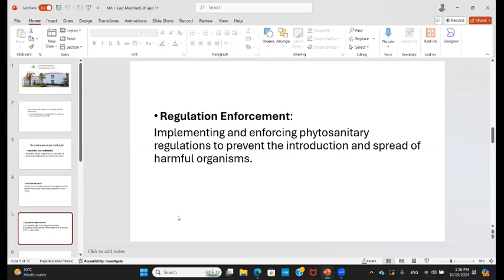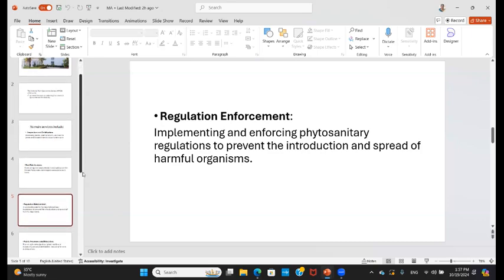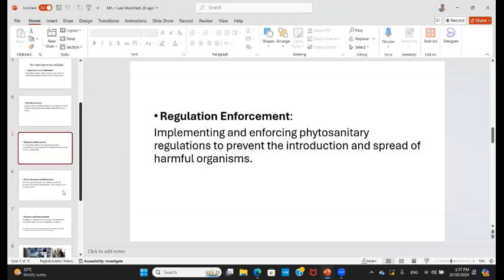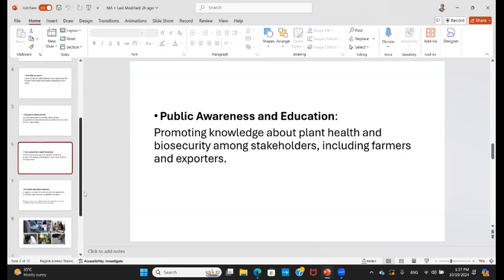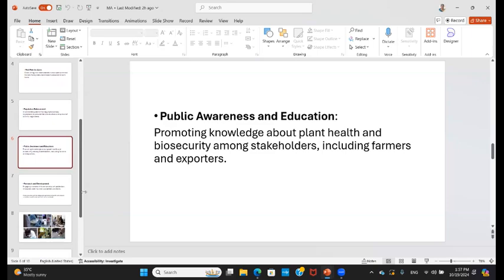We issue the phytosanitary certificate, just called the phyto certificate. Before you want to export something related to plants or plant parts, all countries ask for a certificate from our institute. Then you have to take this phytosanitary certificate from our NPQS. And we do public awareness and education, promoting knowledge about plant health and biosecurity among stakeholders, including farmers and especially exporters.